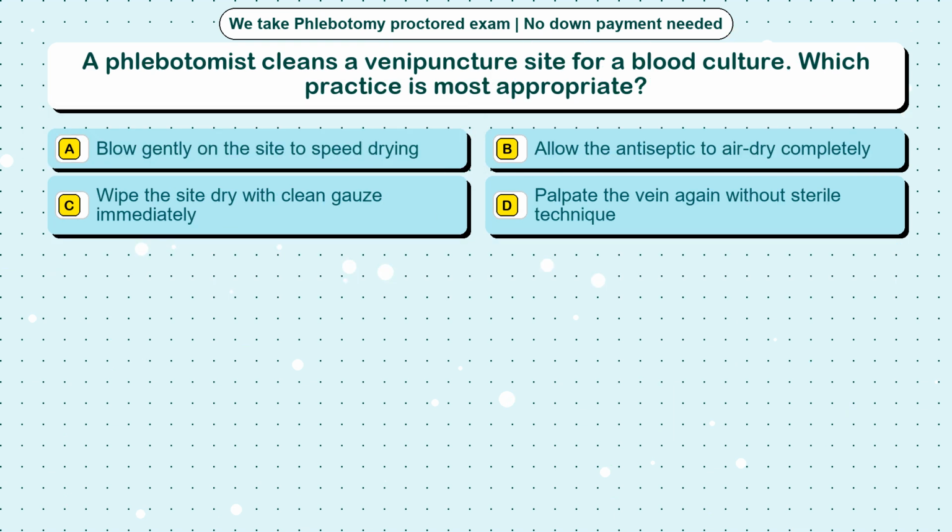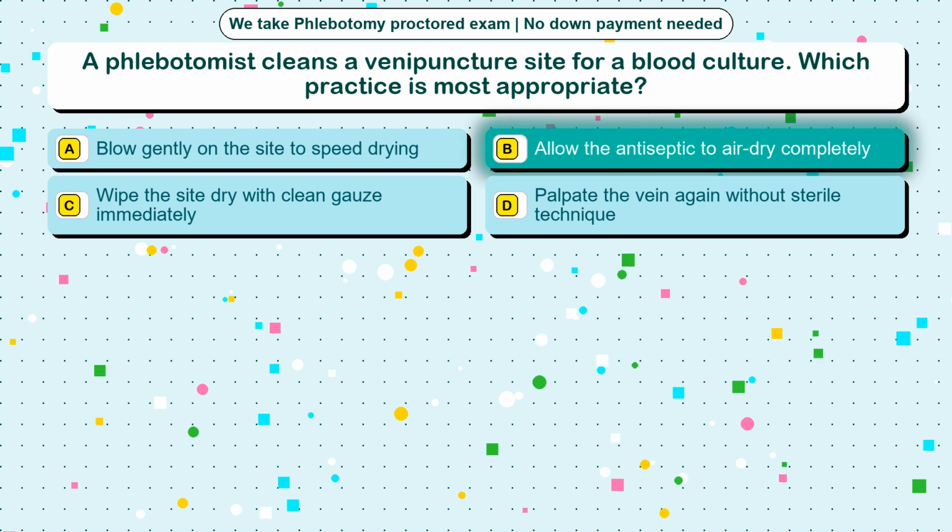Question 7. A phlebotomist cleans a venipuncture site for a blood culture. Which practice is most appropriate? Option A. Blow gently on the site to speed drying. Option B. Allow the antiseptic to air dry completely. Option C. Wipe the site dry with clean gauze immediately. Option D. Palpate the vein again without sterile technique. The correct answer is option B.